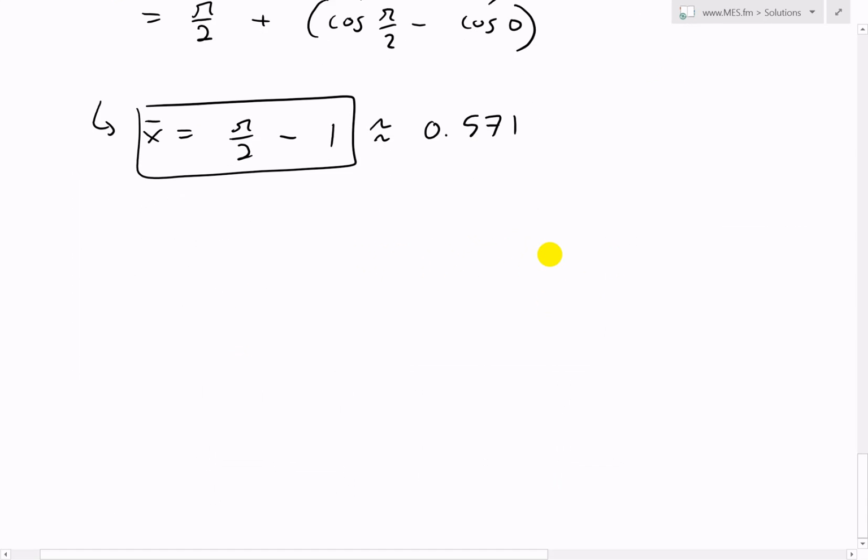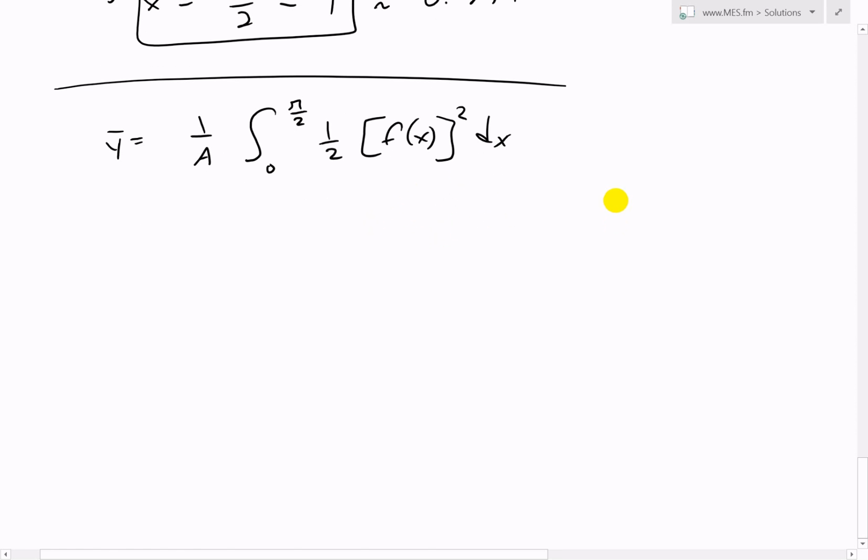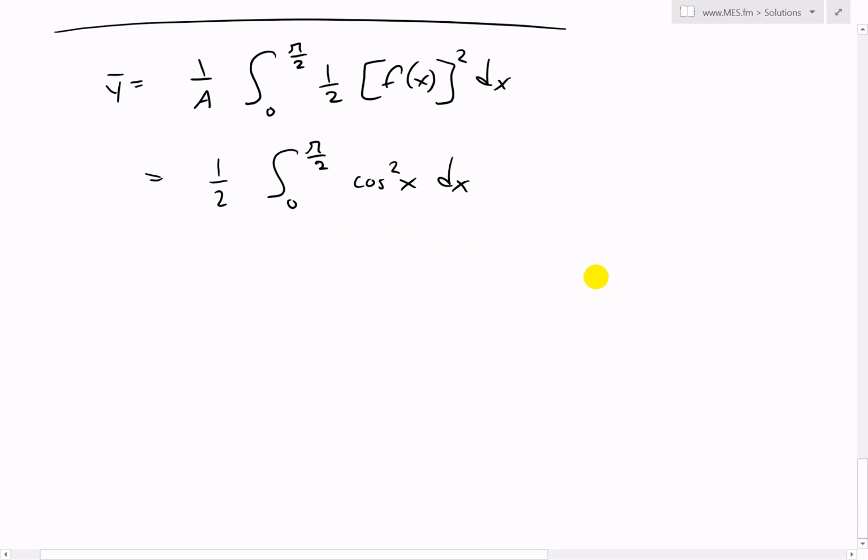Yeah, so now let's solve for the y-coordinate of the center of mass, and again the y-coordinate is equal to 1 over a, integral from 0 to pi over 2 of 1/2, then we have this f of x squared dx. Now a is just 1, so we have 1 over 2, take that out, 0 to pi over 2, and then this is our cosine, so we have cosine squared dx like that.